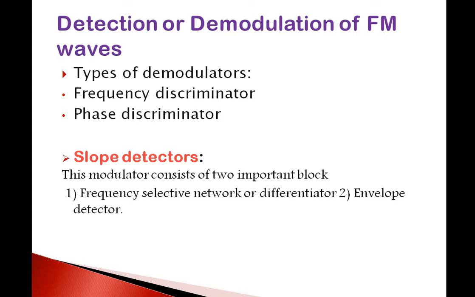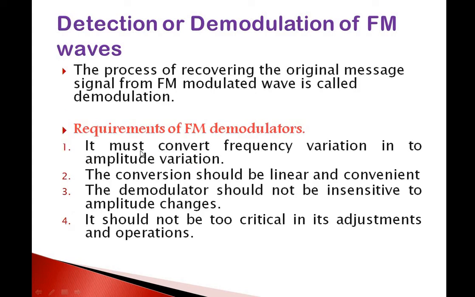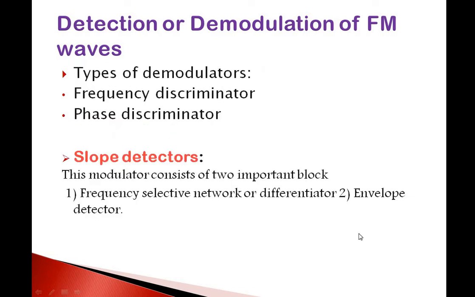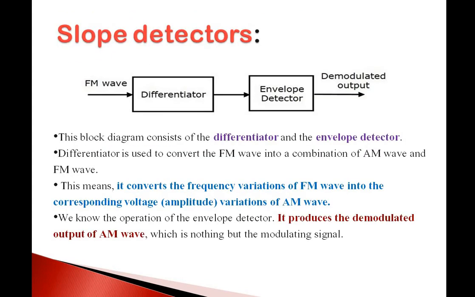First one is your frequency selective network or the differentiator. We can say, as what we have said here, it should convert the frequency variations into amplitude variations, and that is given to your envelope detector. So the first block is the frequency selective network or the differentiator, and the second block is your envelope detector. Okay, this is the block diagram for the slope detectors.